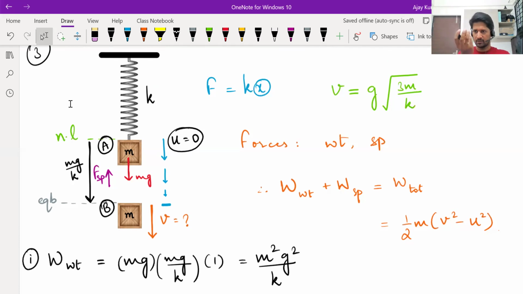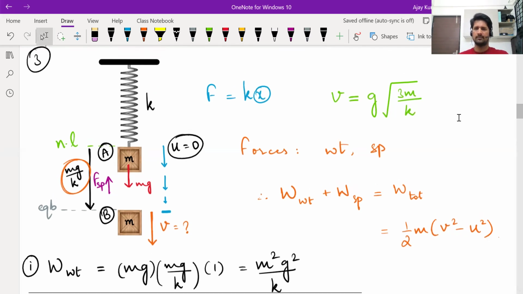You are asked to find the speed of the block when it comes to the equilibrium position, and the equilibrium elongation is mg by k. So when it comes down by that distance, what speed would the block have? That was the question. Can one of you tell me the idea we used to solve that problem? Which concept in physics did we use?